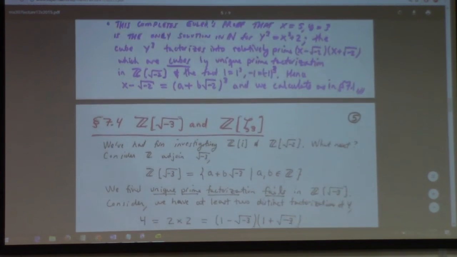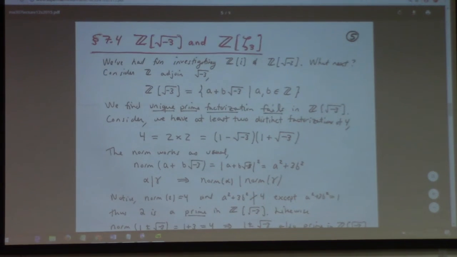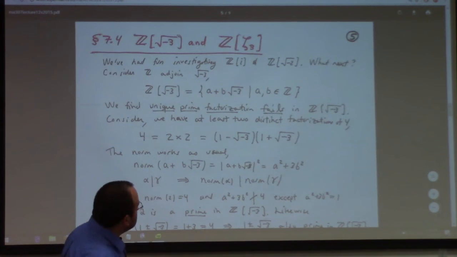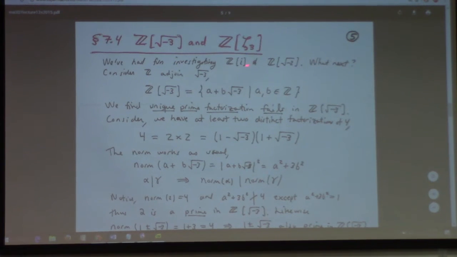Well, I'll get to that in a bit, but the next thing up the chain is Z adjoined square root of minus 3. All right. And then this thing, Z adjoined zeta sub 3. These are called the Eisenstein integers, all right? That's the same Eisenstein that we know and love. About 80% of you know and love for showing the irreducibility of polynomials over Q.